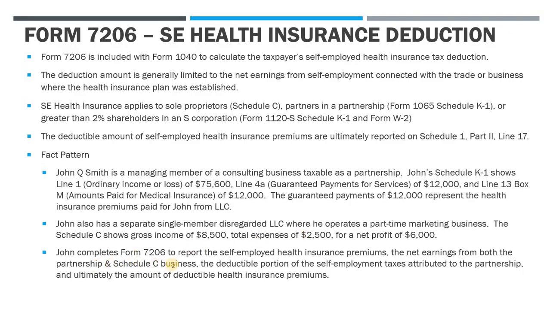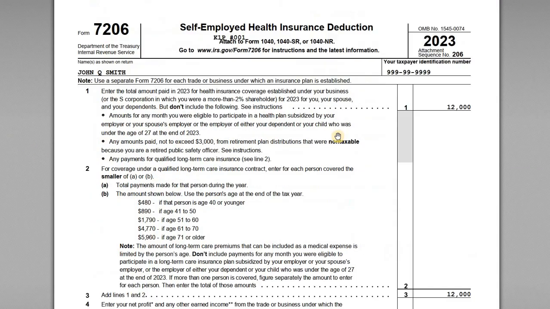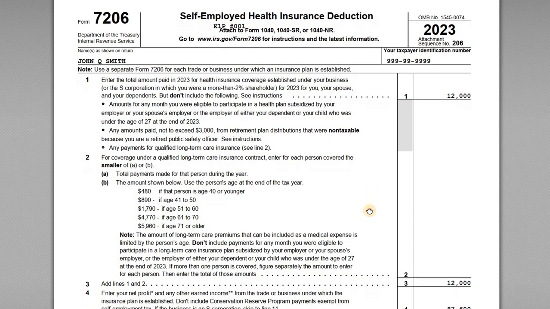All right, so John needs to do the 7206 to report the self-employed health insurance premiums, the net earnings from both of these ventures, and then calculate the deductible portion of the self-employment taxes, and then ultimately how much of our health insurance premiums we can deduct. So if we go back to the return, let's start looking at the 7206. So the 7206 form at the top, line 1, is where we enter the amount of health insurance premiums paid under the business. So we have the $12,000 figure there, right, for 2023.